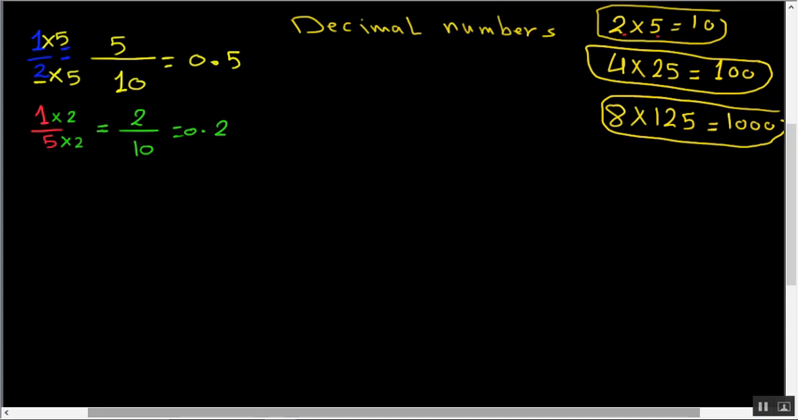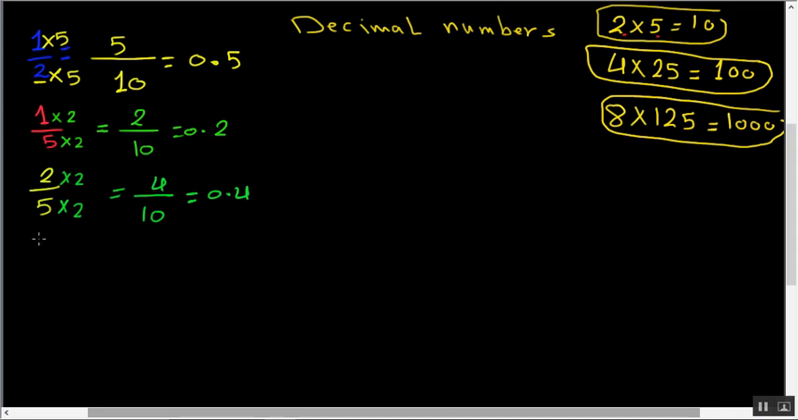Also we have 2 over 5. Look at the denominator. The denominator here equals 5. 5 to be 10, we say 5 times 2 equals 10. So we say times 2, and here also times 2. 2 times 2 equals 4, and 5 times 2 equals 10. So the result equals 0.4. 2 over 5 equals 0.4.